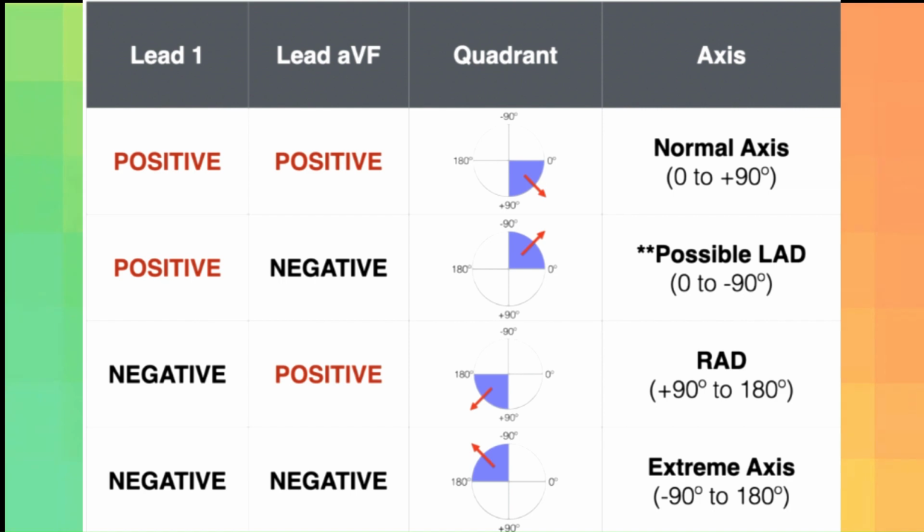Just to summarize it, if the QRS complex is positive in both lead 1 and lead AVF, it is normal axis. If QRS complex is positive in lead 1 and negative in lead AVF, it is left axis deviation. If QRS complex is negative in lead 1 and positive in lead AVF, it is right axis deviation, and if QRS complex is negative in both lead 1 and lead AVF, it is extreme axis deviation.